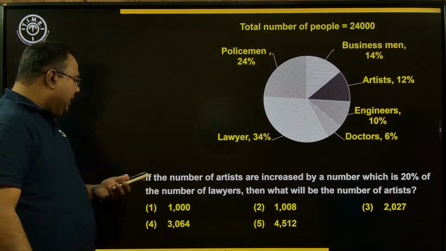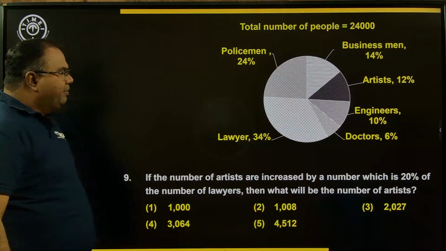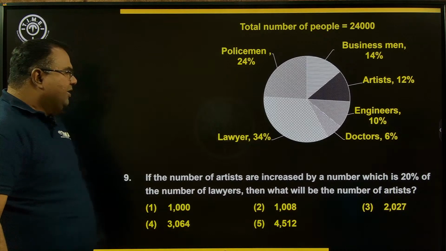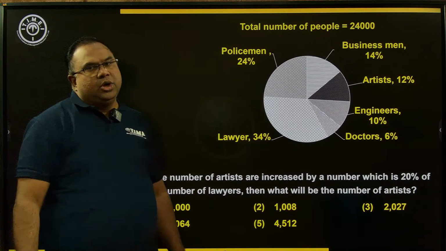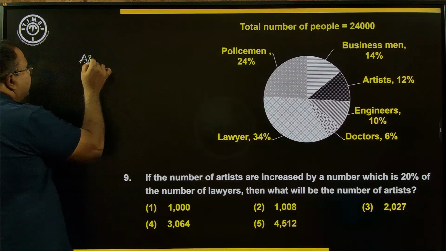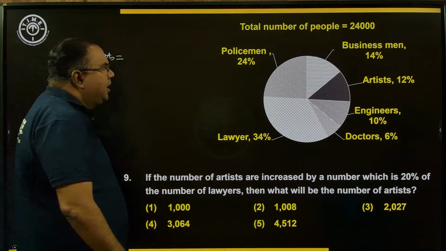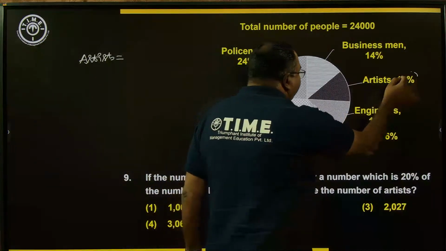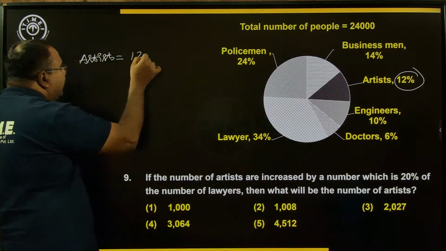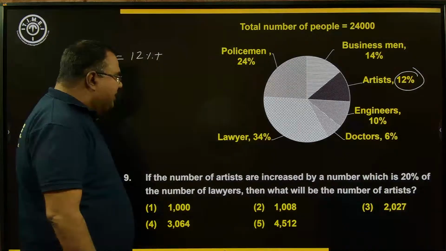Question number 9. If the number of artists are increased by a number which is 20% of number of lawyers, what will be the number of artists? Artists are 12%. He is increasing this value. How much is it increased? It is equal to 20% of number of lawyers.